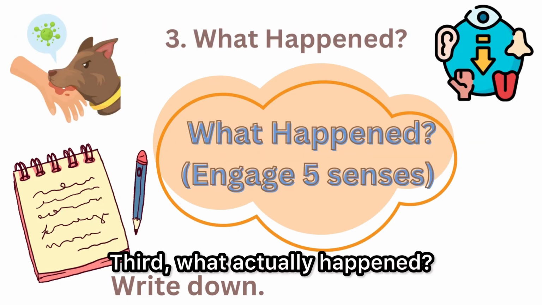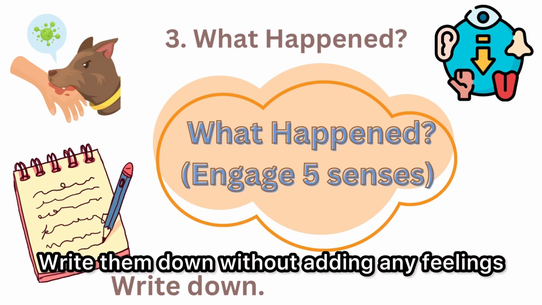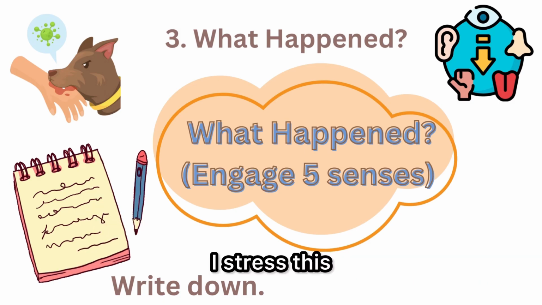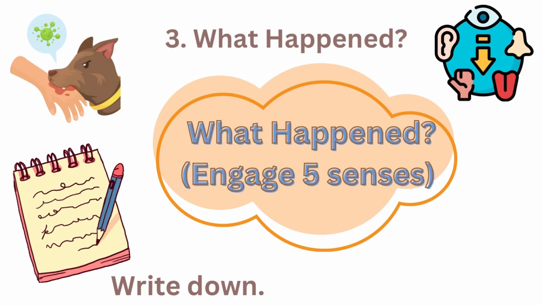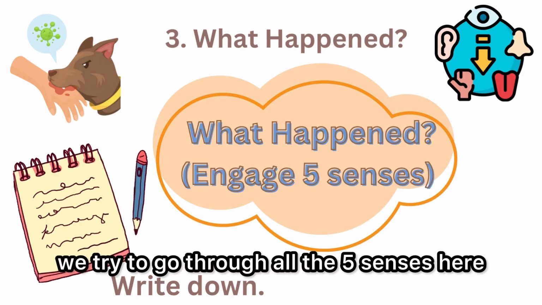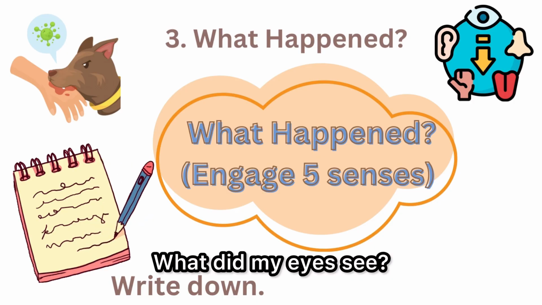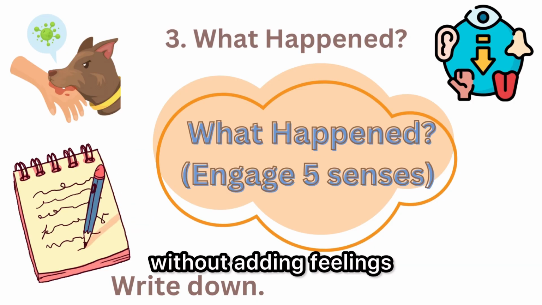Third, what actually happened? Write them down without adding any feelings. I stress this. Write facts only here. We try to go through all the 5 senses here. What did my eyes see? Without adding feelings.